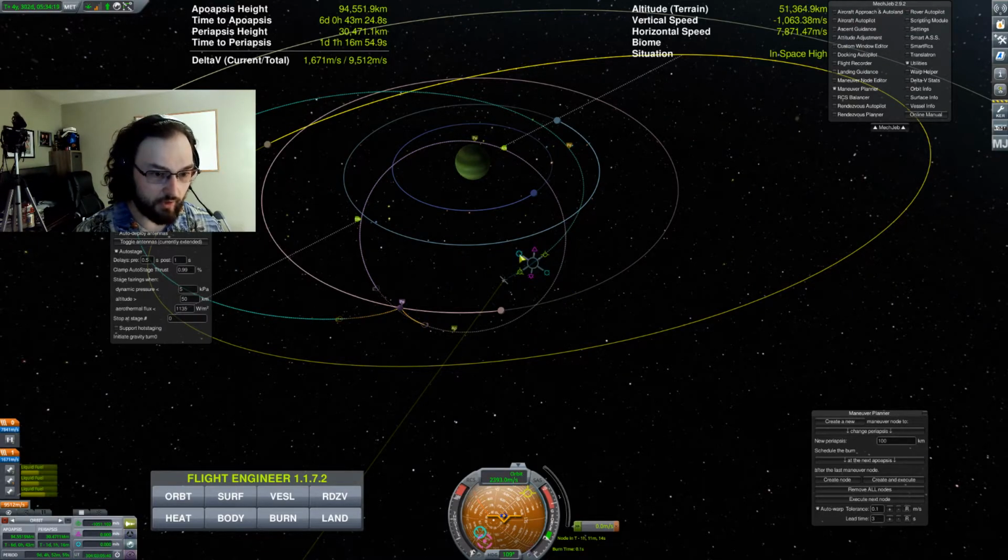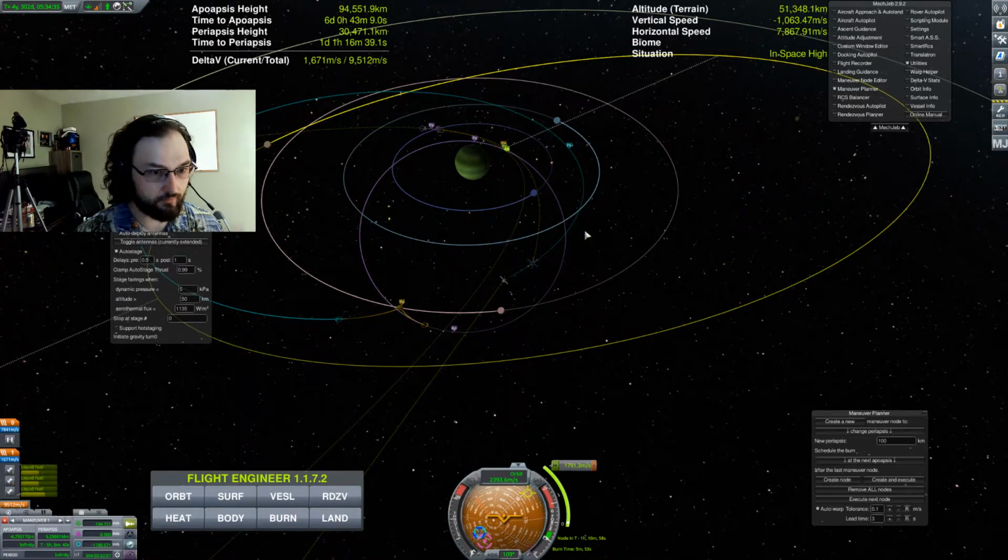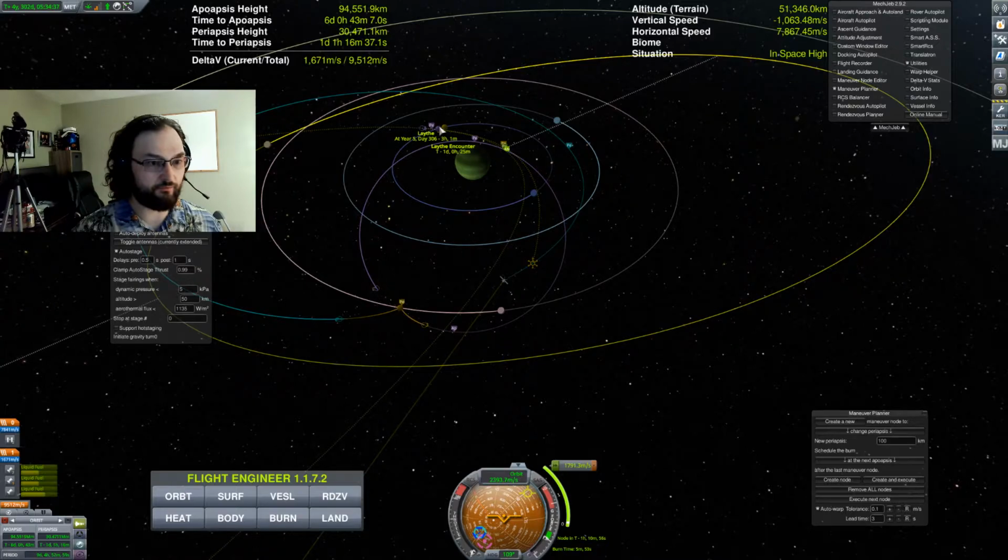So if we add a maneuver here, and instead of trying to slow down, we just actually try to burn in the direction that we're going, and maybe speed up, and burn in the direction that we're going. There we go. So that gives us an encounter that is factually sooner.